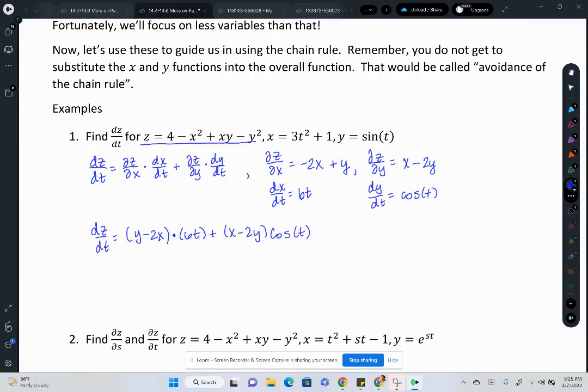That's it, we're done. That's all we have to do. Okay? There is no need for you to replace the x's and the y's with the functions of t, although you can.